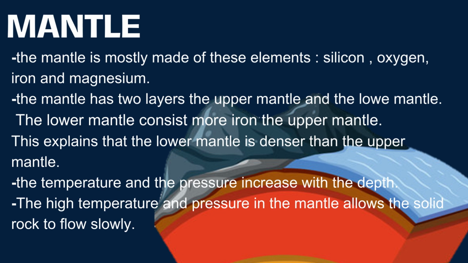The mantle has two layers: the upper mantle and the lower mantle. The lower mantle consists of more iron than the upper mantle. This explains that the lower mantle is denser than the upper mantle. The temperature and the pressure increase with the depth. The high temperature and pressure in the mantle allow the solid rock to flow slowly.